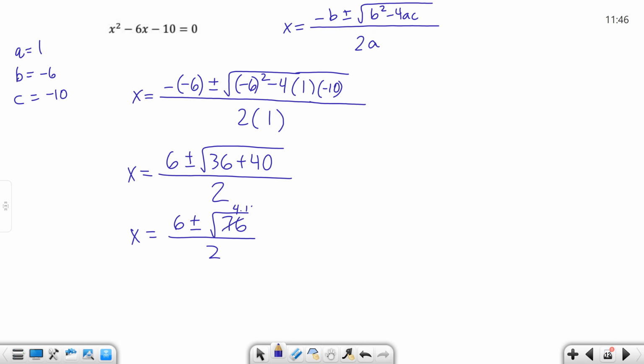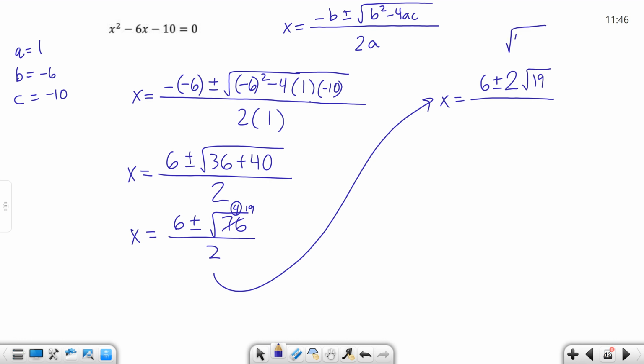76 is 4 times 19. Right? 4 times 20 is 80, and that's 4 less. 4 times 19. So the reason that matters, the square root of 4 can come out as a what? A 2. So what I'm going to do, I'm going to come over here and say this is going to be x equals 6 plus or minus 2 square roots of 19, because I did the square root of 4 times 19, right? That comes out as a 2, and then that stays under the radical, over 2.